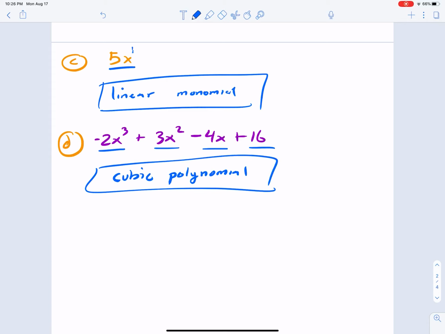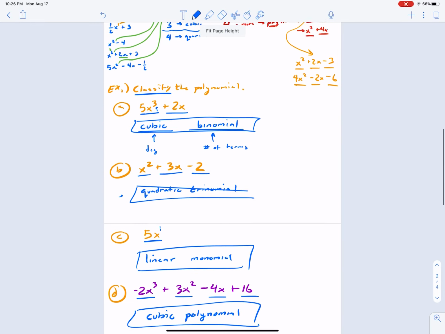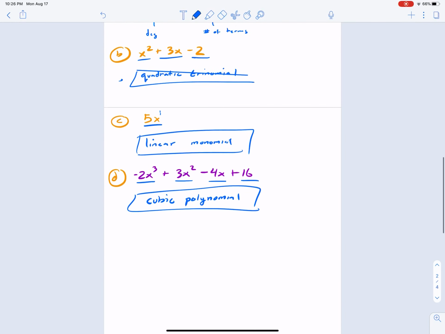Okay, so why do we learn this? When you guys get into higher math, it's important that you know how to classify real quick so you know what type of function you're dealing with, okay? And we'll use that word a lot later in the semester. So this right here is just a quick review for you guys, all right?